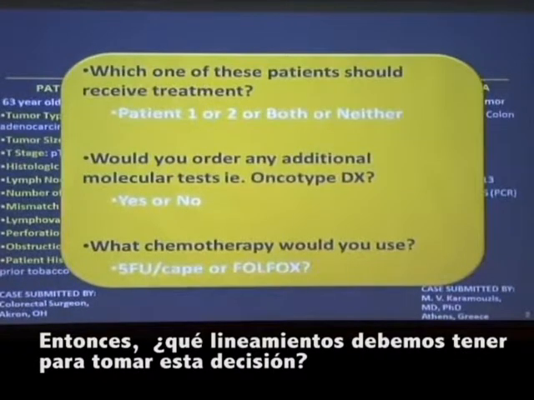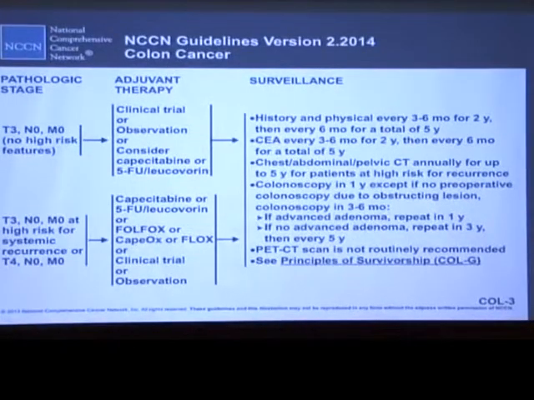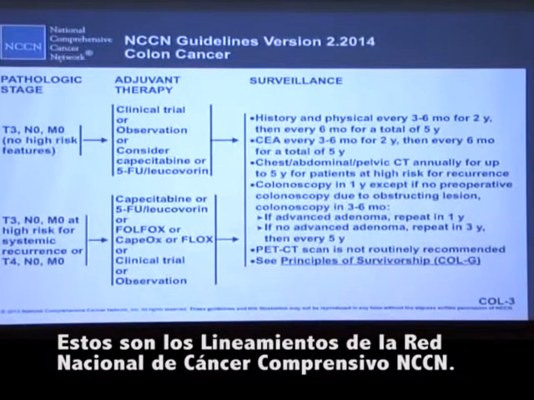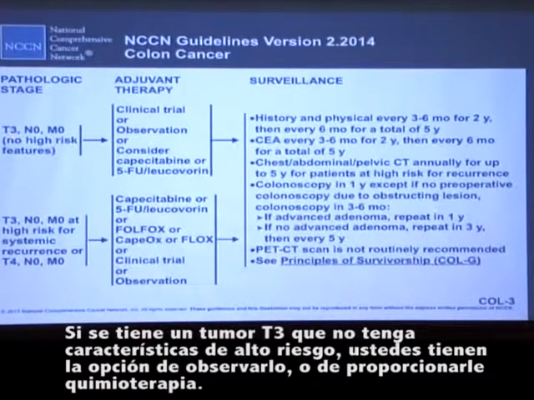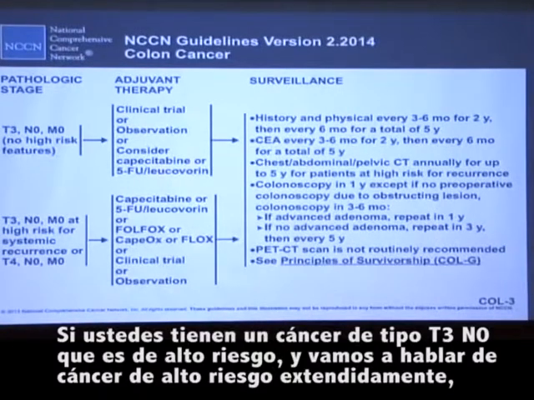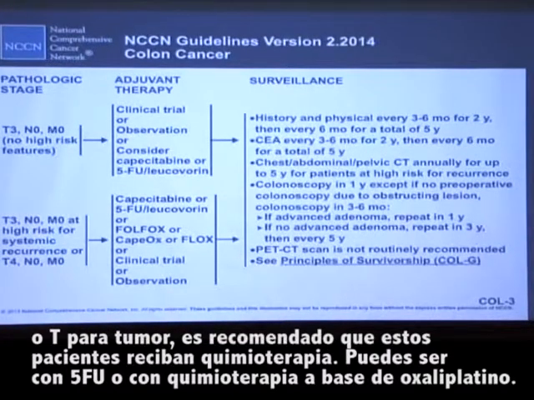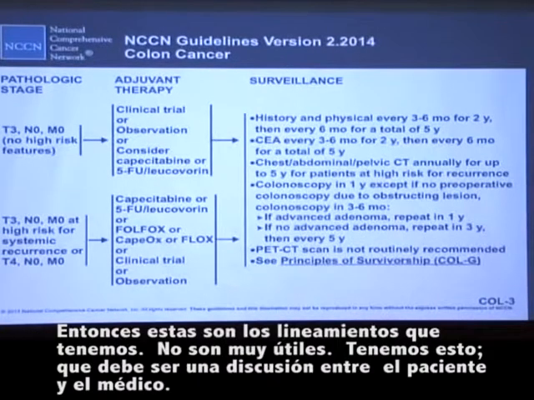So what guidelines do we have to make this decision? These are the National Comprehensive Cancer Network NCCN guidelines. If you have a T3 tumor that has no high-risk features, you have the option of observing them or giving them chemotherapy. If you have a T3N0 cancer that is high risk, and we're going to talk about high risk at length, or T4 tumor, it is recommended that they receive chemotherapy, either with 5-FU or oxaliplatin-based chemotherapy, okay? So those are the guidelines that we have.